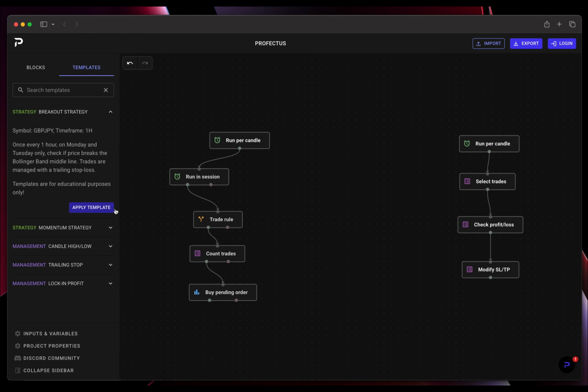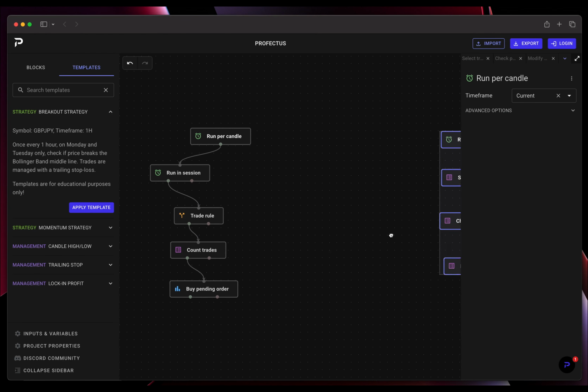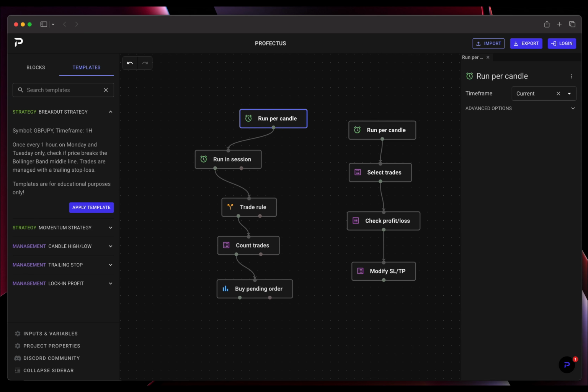Let's now apply the template. What do we have here? We have two decision trees. One tree moving from top to bottom, and then tree number 2. We can hold shift and select the blocks. Every 1 hour I want to check something. We can put it on current like this and adjust the time frame in MetaTrader 5 or scroll the list.